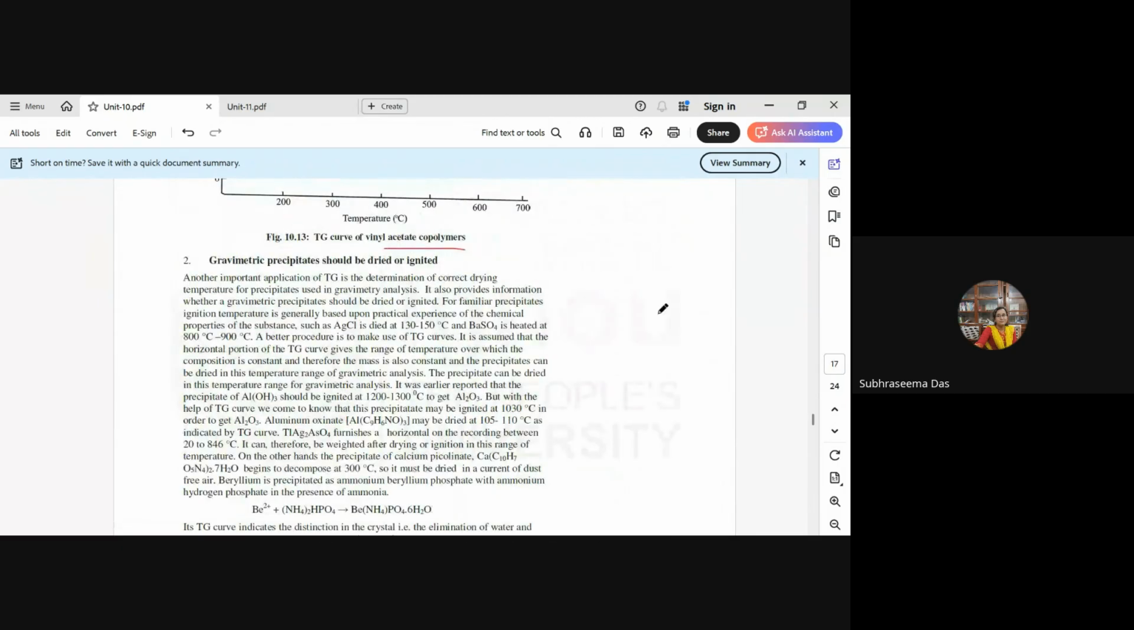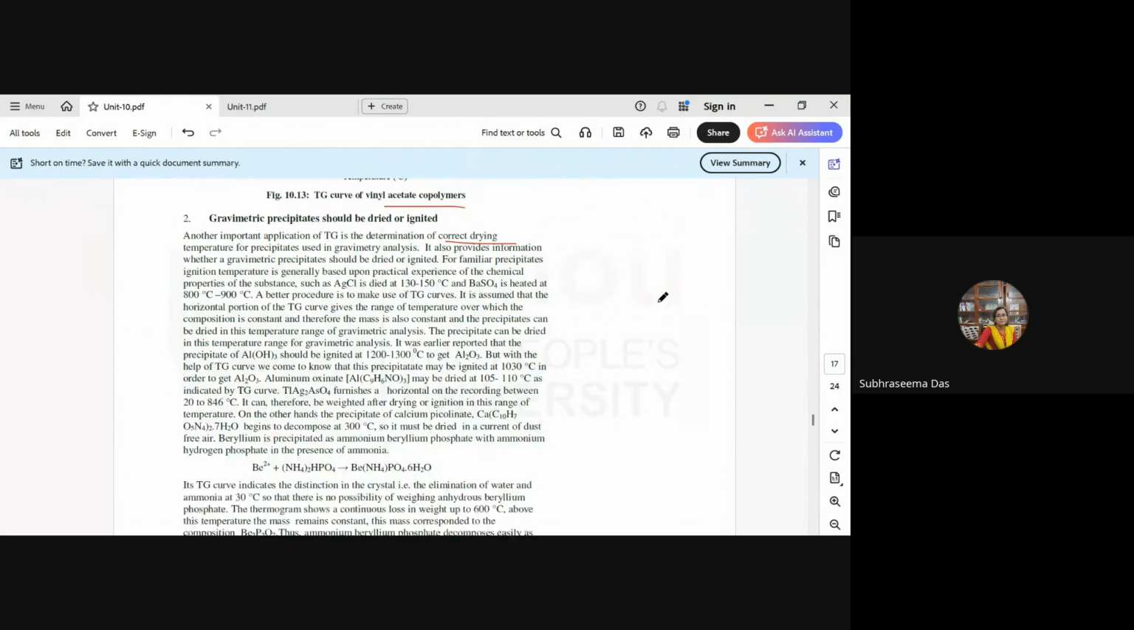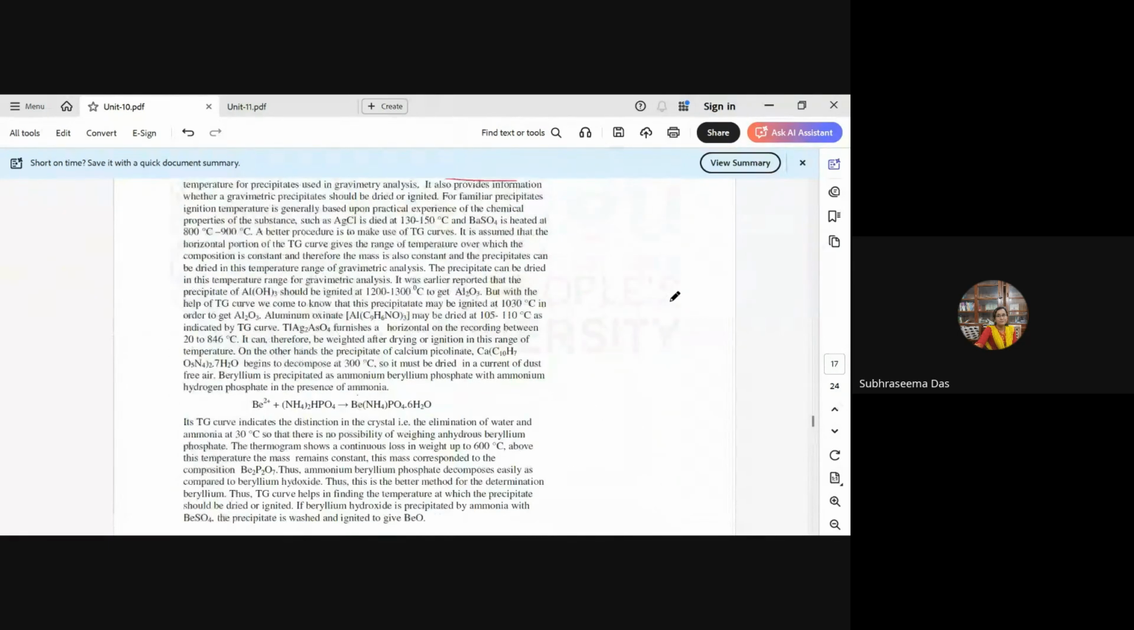This means that whenever we are performing any TG experiments, it should be noted that the material should be correctly and properly dried for the determination. Here we will see another important application of TG: the determination of correct drying temperature for precipitates in gravimetric analysis. Let us take a very common example.